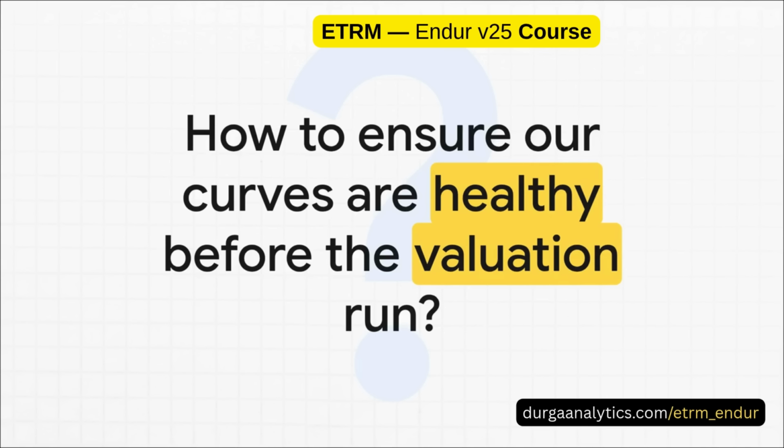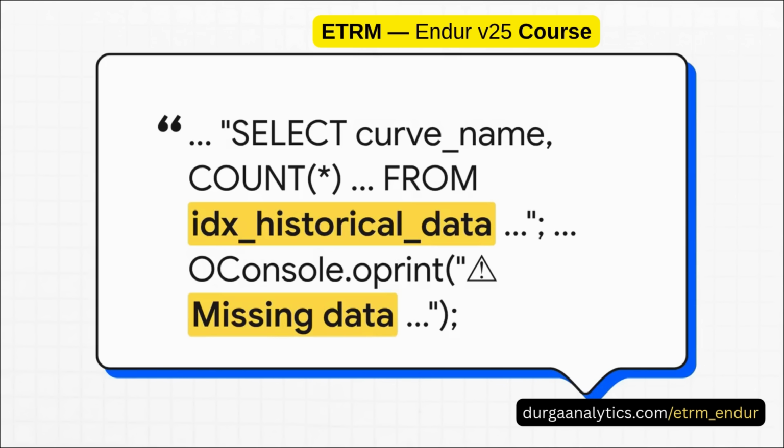So the big question is, how can we check that our forward curves are healthy before that critical end-of-day valuation process even kicks off? We do it with tools like this little OpenJVS script. This isn't just a report, it's an active health check for your system. The code dives into the IDX_historical data table, that's where your curve data lives, and it counts how many recent data points each curve has. If a curve is looking a little sparse, it shoots out a warning. A simple check like this can save you hours of headaches later.